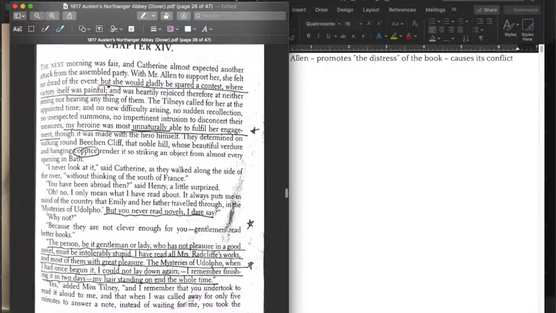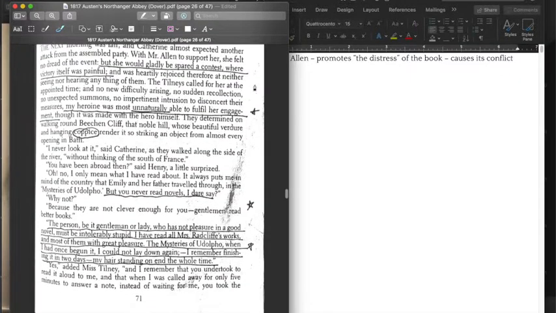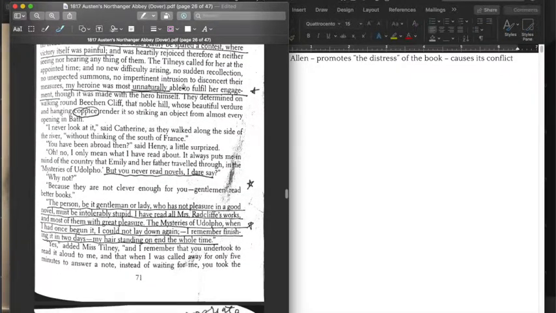Okay, the next morning was fair, and Catherine almost expected another attack from the assembled party. With Mr. Allen to support her, she felt no dread of the event, but she would gladly be spared a contest where victory itself was painful, and was heartily rejoiced, therefore, at neither seeing nor hearing anything of them, referring to the Thorpes. The Tilneys, this is Henry and Eleanor. Remember, the Tilneys are good, the Thorpes are bad. The Tilneys called for her at the appointed time, and no new difficulty arising, no sudden recollection, no unexpected summons, no impertinent intrusion to disconcert their measures, my heroine was most unnaturally able to fulfill her engagement.